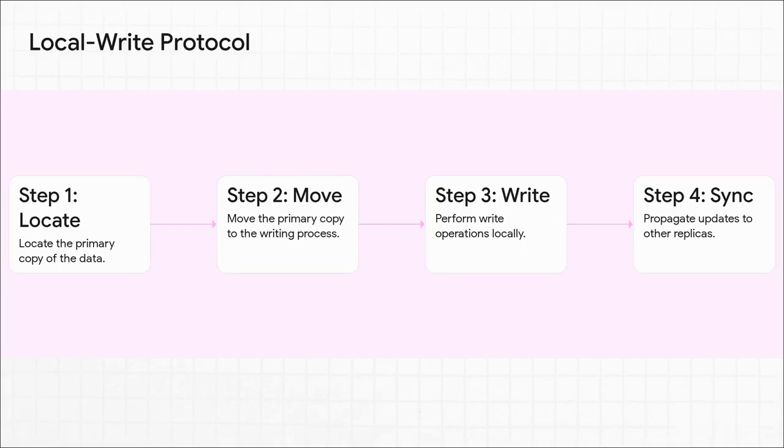Now, there's a really clever twist on this called the local write protocol. What if the master copy wasn't stuck in one place? Here, the status of being the primary actually moves to wherever the updates are happening.